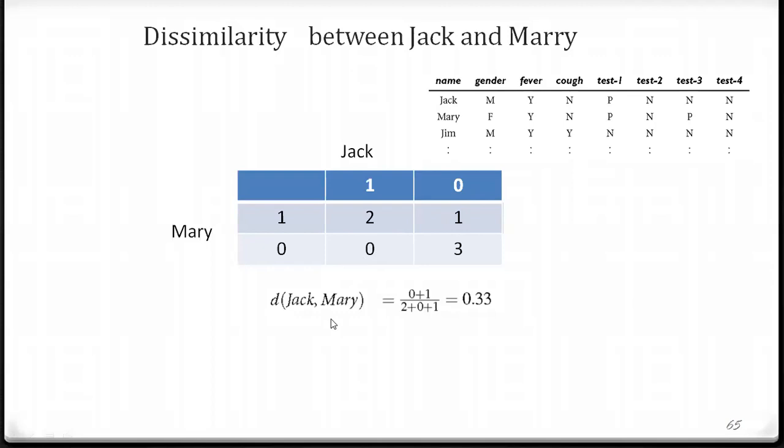So we are computing the distance. It is 0 plus 1 by 2 plus 0 plus 1, which is equal to 0.33.